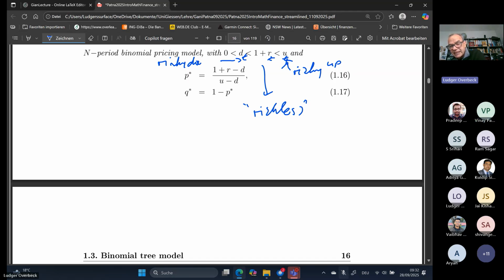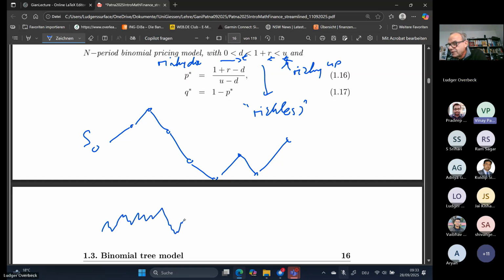So that's the standard Black-Scholes model, which assumes that the asset price, here we have our asset price S0, goes up, that's a single path, now down, up, down. And this will converge to a Brownian motion. So we have more and more time points. So this will be our goal.